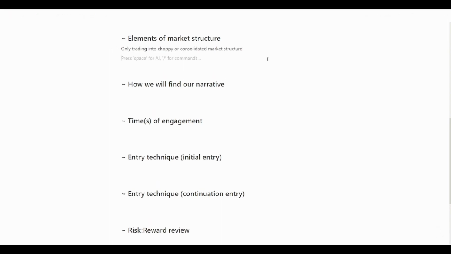Elements of market structure, again, we are only looking for higher time frame fair value gaps, order blocks, breaker blocks, or mitigation blocks. That's it. I'm not going to be using volume imbalances. I'm not going to be using inversion gaps. I'm not going to be using hidden fair value gaps. None of that. I'm just going to be using only these on the higher time frame.